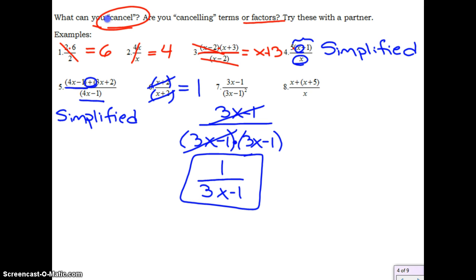Last but not least, if you look at where the x is in number 8, this x and this x, those are very tempting for students to want to cancel out. However, the reason why we can't is because there is a plus sign between them. So that doesn't make it a factor, it's now a term. And I can't cancel out terms, I can only cancel factors. So again, this one I would not be able to do anything with. I would have to say that it is simplified.